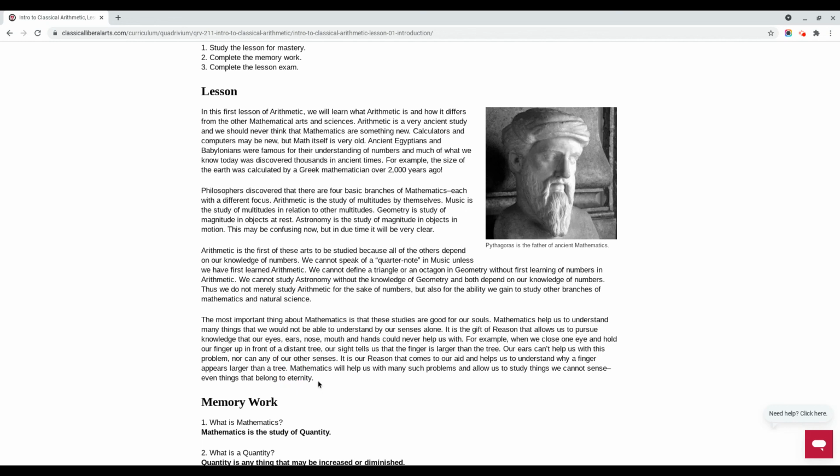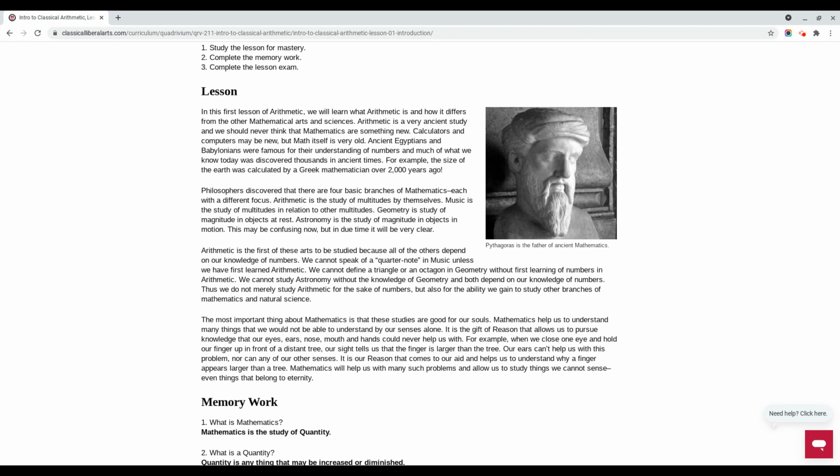That's all you need to do to make your first reading in any lesson. Simply read through the lesson. I think reading out loud is always better. Just read through the lesson and learn what the lesson contains.